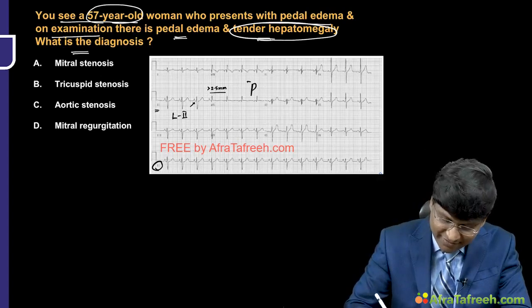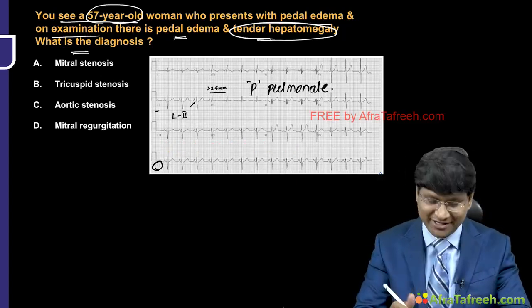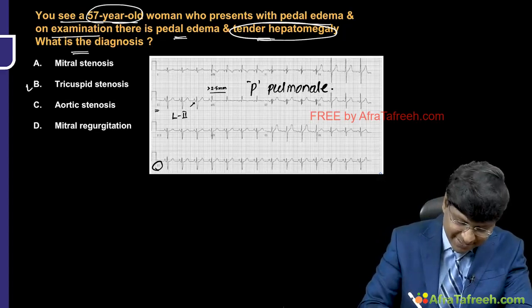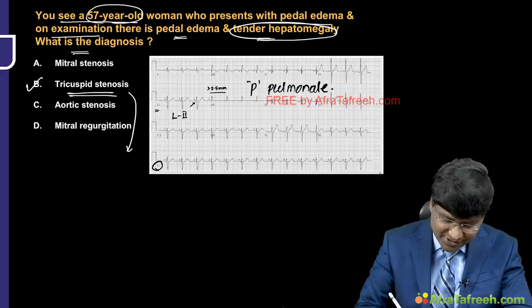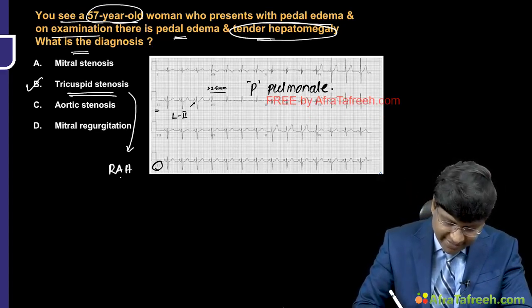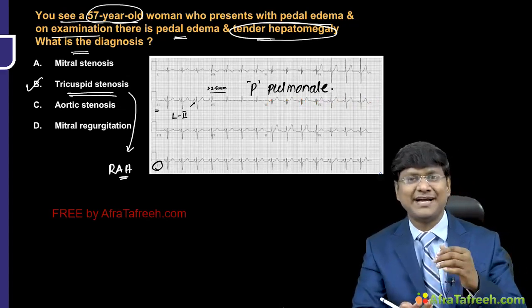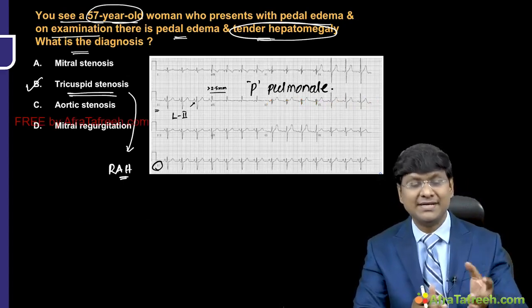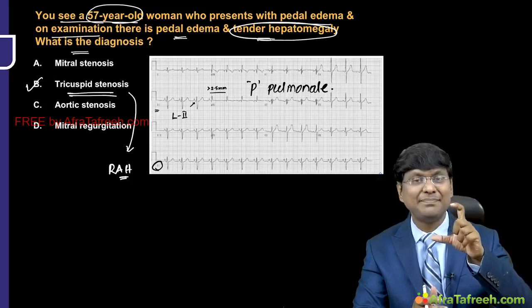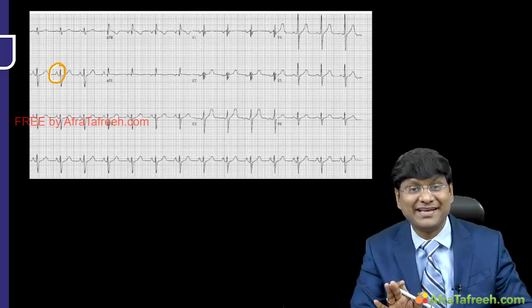This particular type of P wave, we call it the P pulmonale. Now, the point is in which clinical condition do you come across this P pulmonale. You come across this P pulmonale in patients with tricuspid stenosis. In patients with tricuspid stenosis, there will be right atrial hypertrophy. Because of right atrial hypertrophy, the depolarization activity is more. So the amplitude of the first half of the P wave is also more. And that is the reason why you are getting that P pulmonale. So this is your P pulmonale.